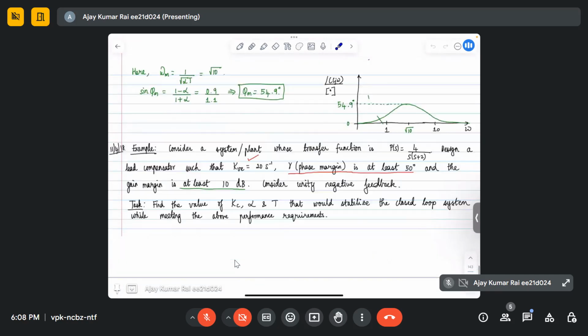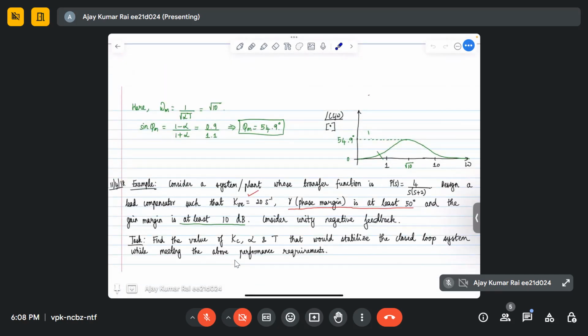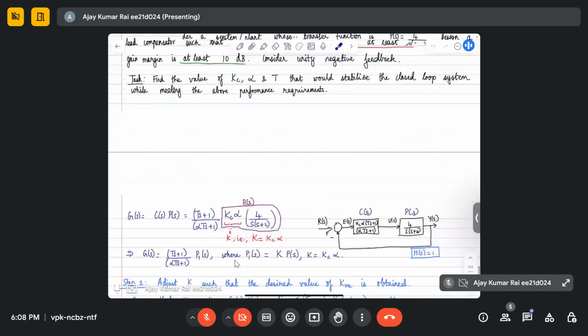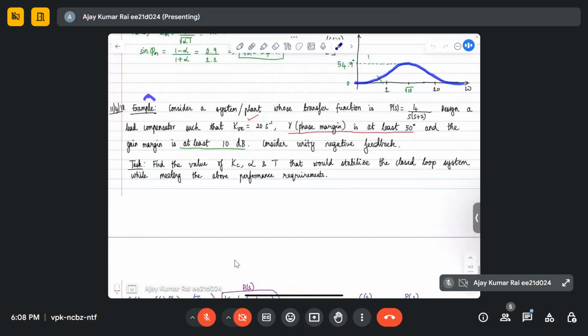Okay, so we have seen at omega m the phase is maximum, that we'll be using. This is a very important example. If you want to know how a lead compensator, or any type of compensator, is used with a particular transfer function, in this case a plant transfer function, you can study this example, right?